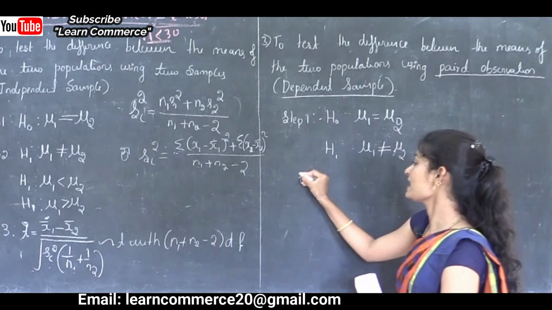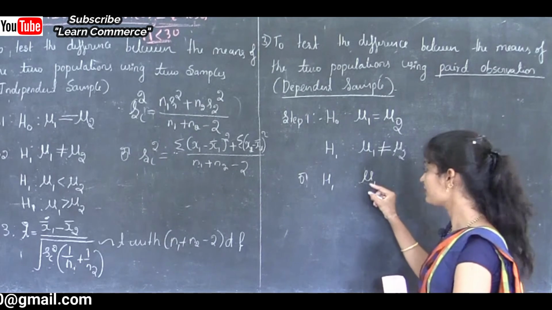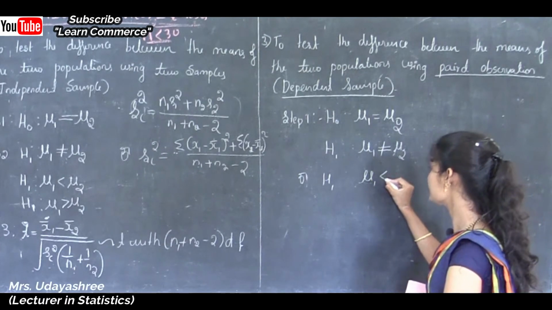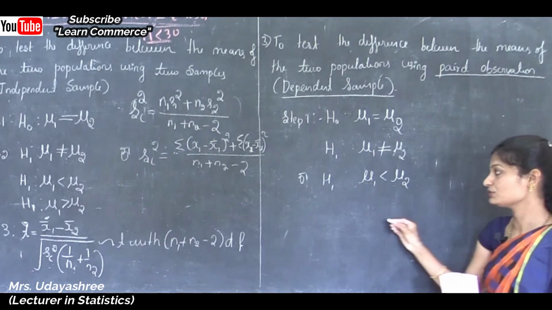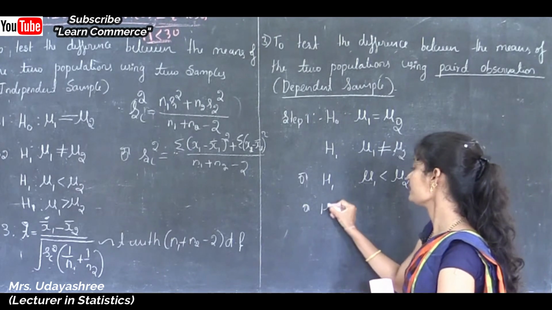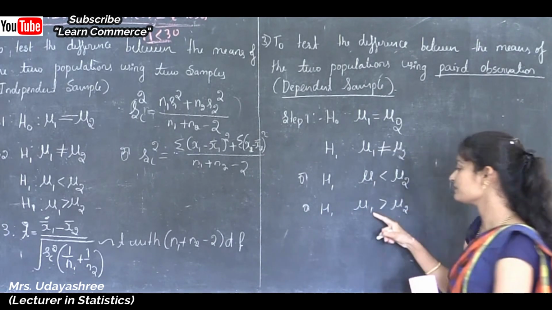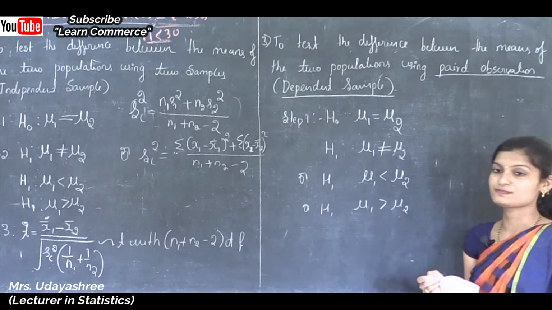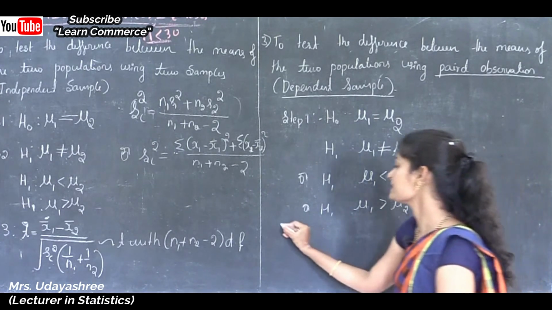or we can say the mean of the first population is less than the mean of the second population, that is mu1 less than mu2, or we can say mu1 greater than mu2. In the sense, here the mean of the first population is more than the mean of the second population. Then what is the test statistic?